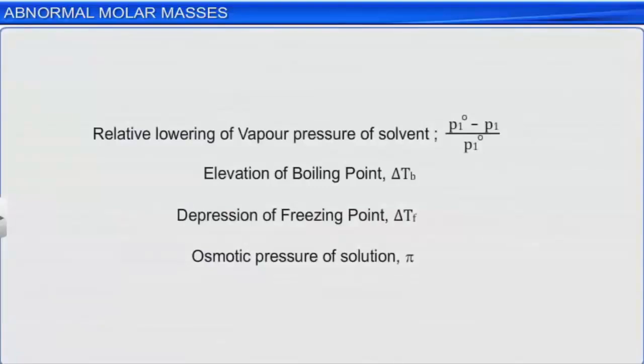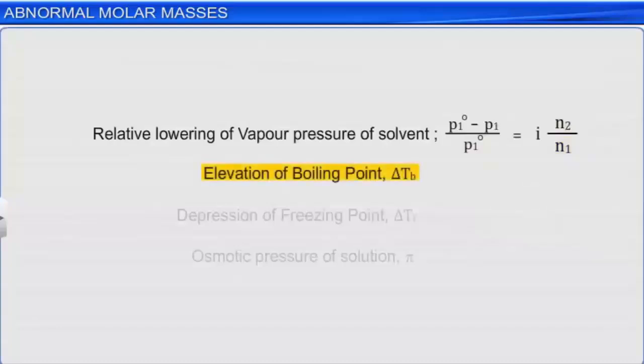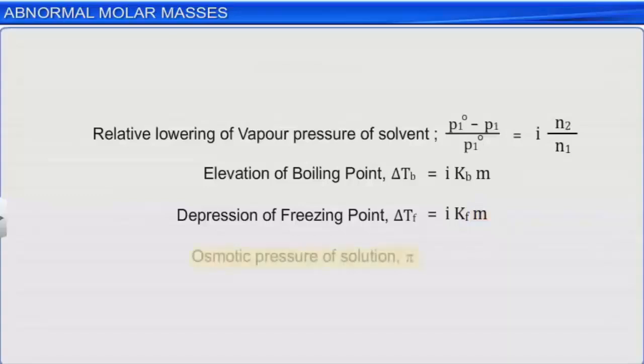Relative lowering of the vapor pressure of solvent, (P1 naught minus P1) divided by P1 naught, is equal to i multiplied by n2 divided by n1. Elevation of boiling point, delta Tb, is equal to i multiplied by Kb multiplied by m. Depression of freezing point, delta Tf, is equal to i multiplied by Kf multiplied by m. Lastly, the osmotic pressure of a solution, pi, is equal to i multiplied by n2 multiplied by R multiplied by T divided by V.